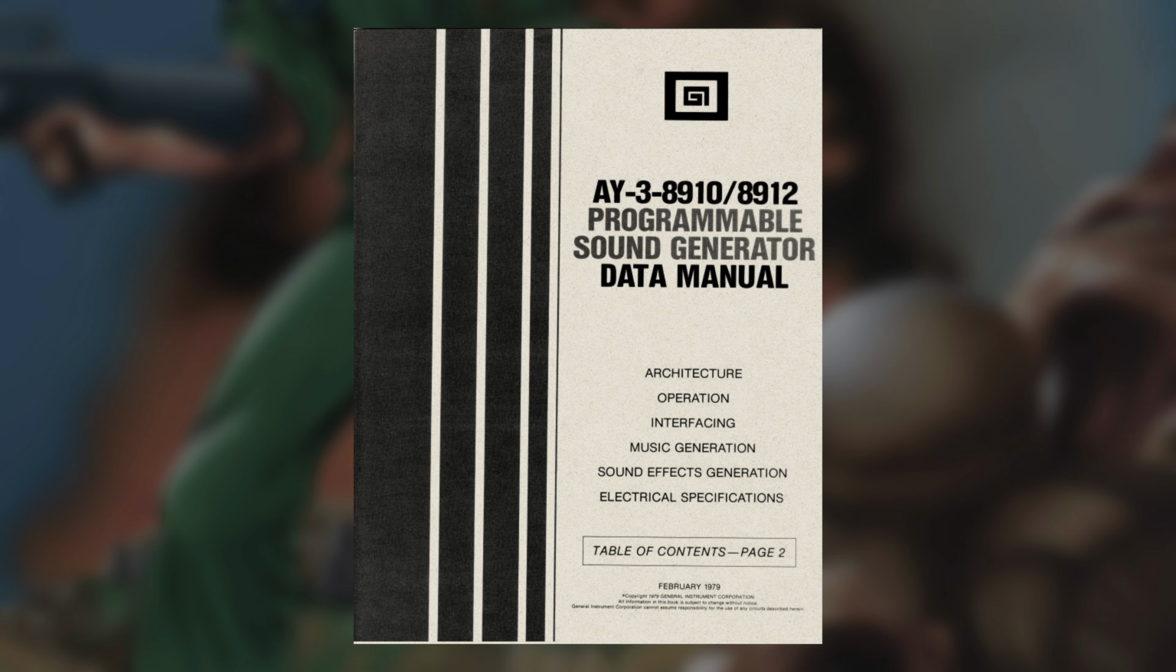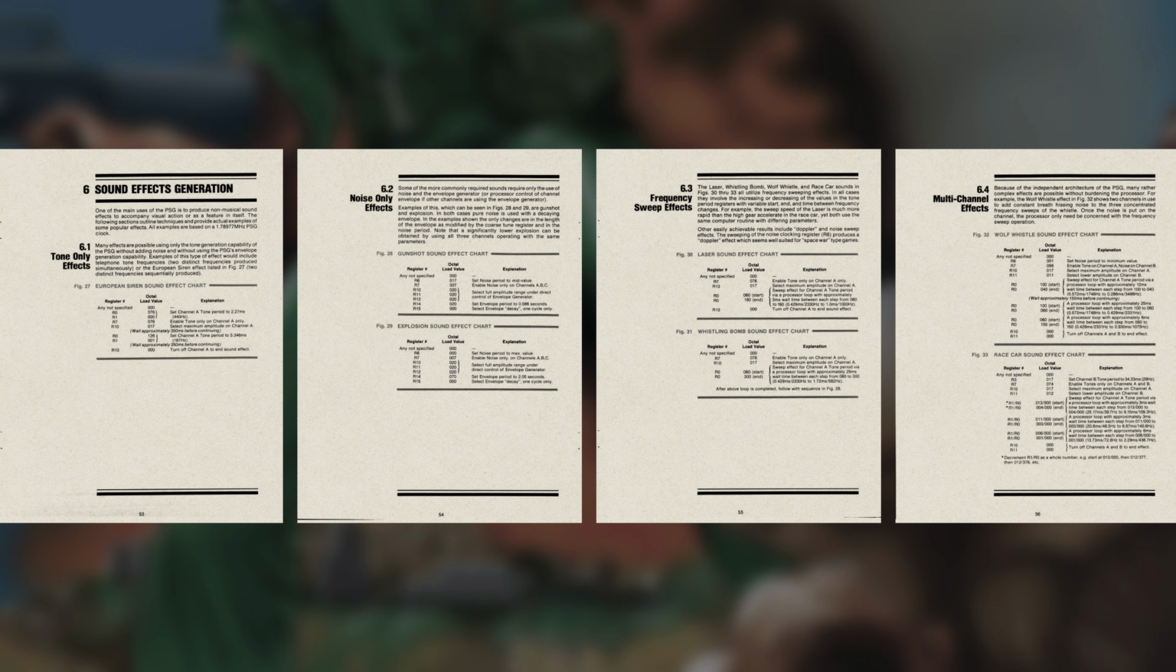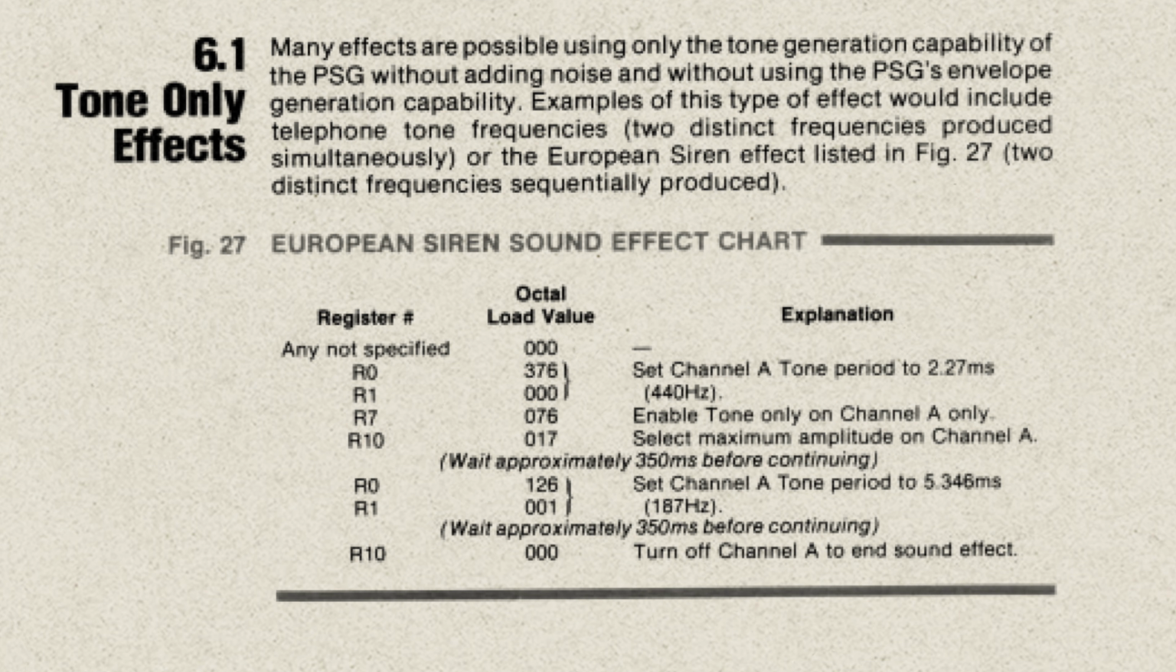So, to play our first note on the SSG, I'm going to use the AY's original manual as my guide. It's old, but it's really comprehensive, and it's in English. Towards the back, there's a few demos of different sound effects you can make with it. The simplest is for a, quote, European siren, which looks like a good starting point.